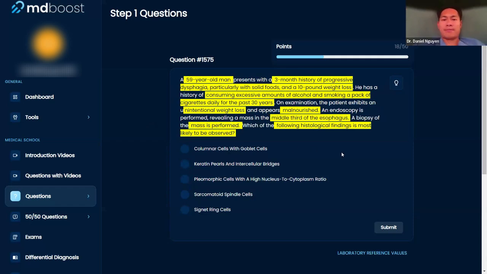Middle third of the esophagus. When we say middle third, does that literally just mean the middle? Yeah. So if the esophagus was split into three, it's the middle of the three. Oh, middle of the three. Okay.